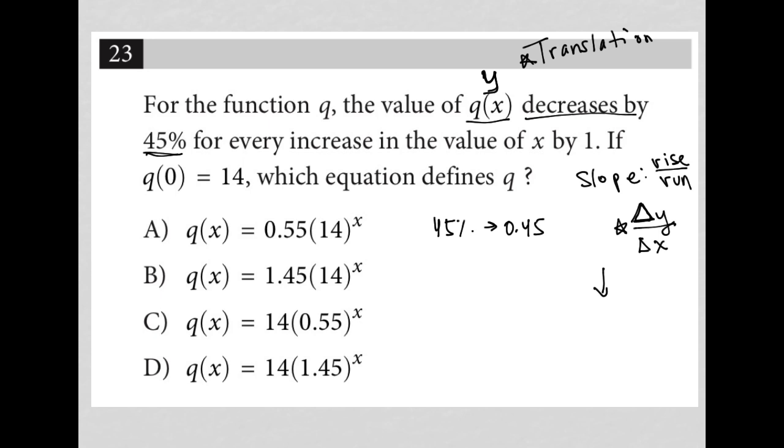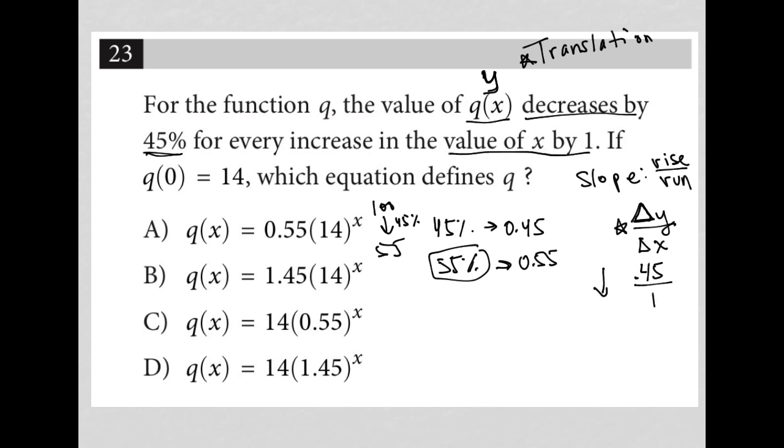And another way to think of decreasing by 45% is to say that I will be at 55% of where I started, right? So if I were at 100 and I decrease by 45%, I'm now at the number 55. So 55%, which as a decimal is 0.55. So my change in y is actually 0.45. I'll leave that there for right now. And then my change in x is just 1, basically, right? It says the value of x changes by 1.